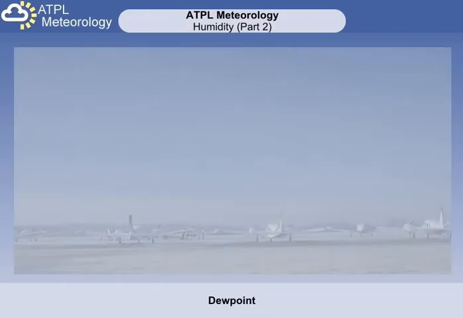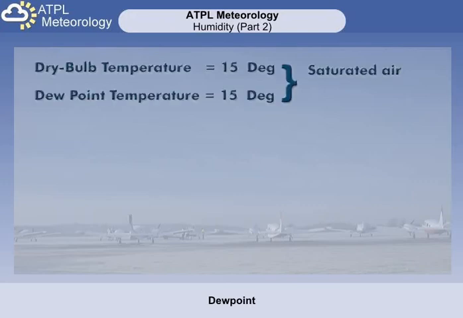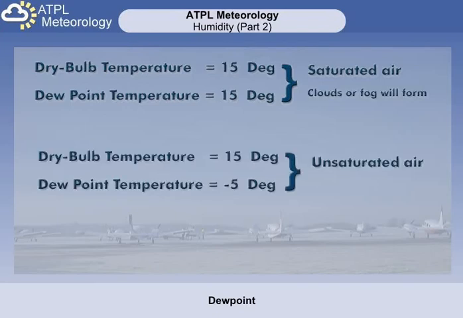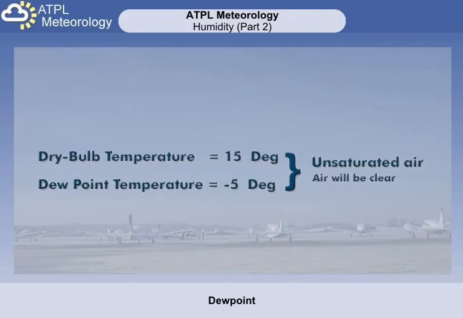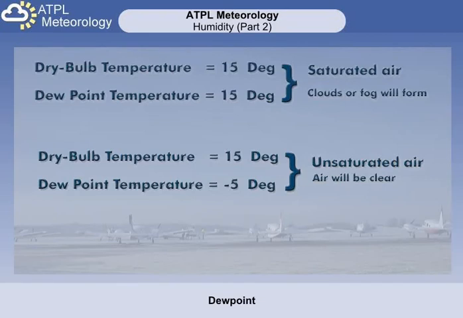Remember when we talked about the difference between dry and wet bulb temperature readings? Well, in a similar manner, the difference between the dry bulb temperature and the dew point signifies the humidity of the air. When the dry bulb temperature equals the dew point, there is 100% humidity or saturation, hence cloud or fog will form. If the dry bulb temperature and the dew point are many degrees apart, the air is relatively dry. In fact, at saturation, the dry bulb, wet bulb, and dew point temperatures are all exactly the same.